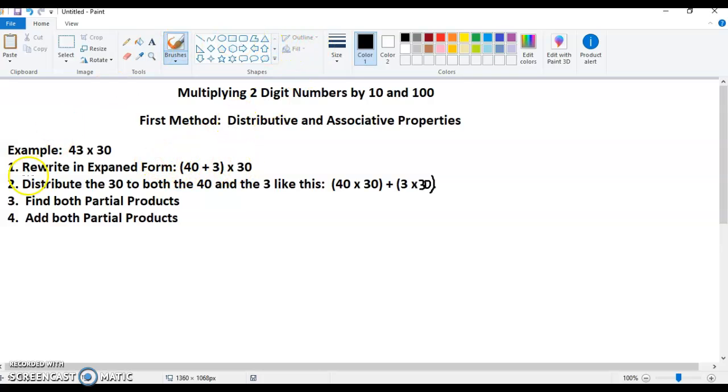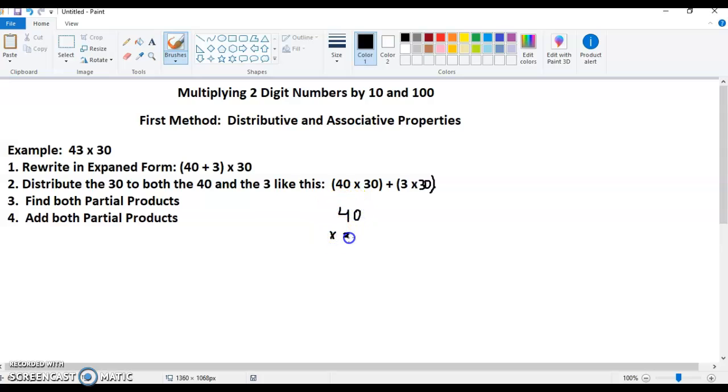And then what I did was I distributed. I'm going to take the number 30 and distribute it, or multiply it, by both the 40 and the 3. So I rewrote it using my associative property. So now we just have to find the partial products, and after we find the partial products, we just have to add them together. The first one is going to be 40 times 30. So let's do that one first.